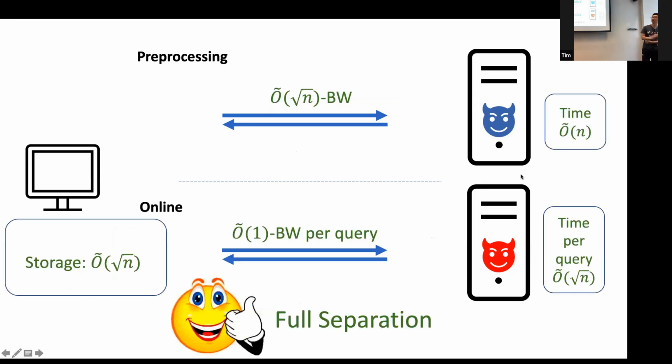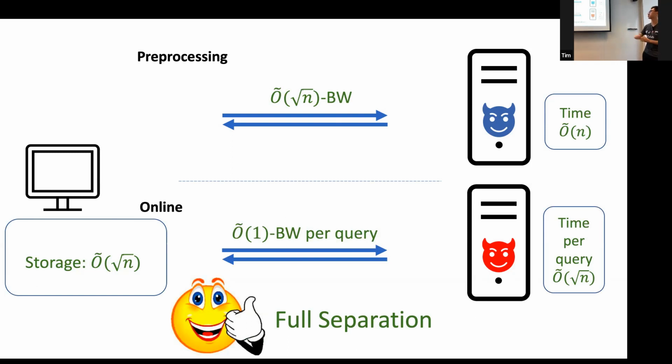Now if we look at the asymptotic performance during the preprocessing, since we only send keys, we send square root of n keys, so the bandwidth will be square root of n. The preprocessing server uses the fast set enumeration algorithm, and it can enumerate them one by one, so it simply runs in linear time. The client only stores square root of n keys, and the key is very short, so the storage is also roughly square root of n.